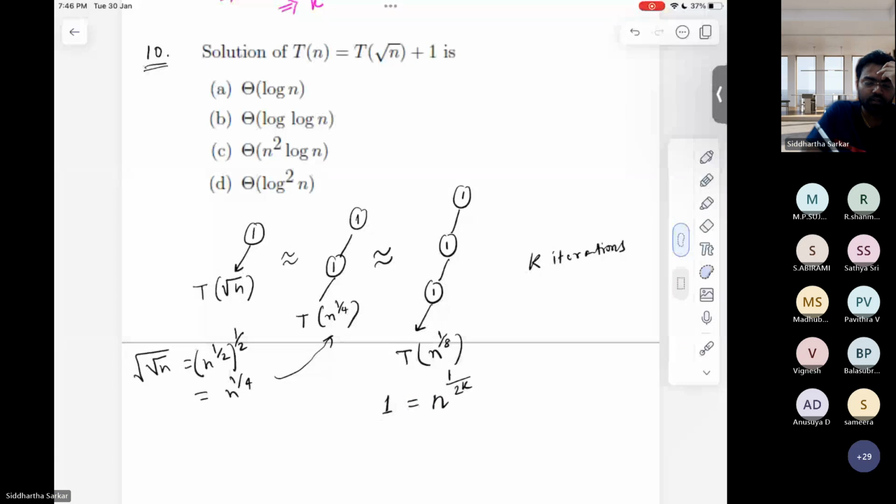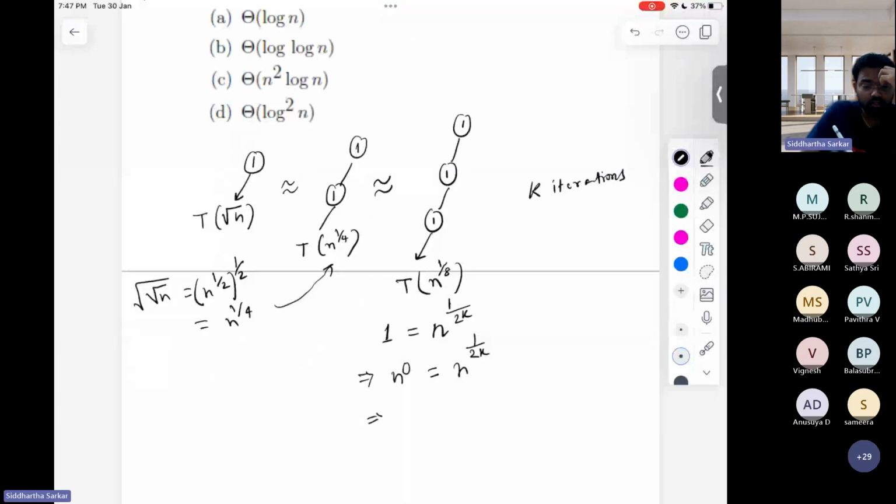Yeah. So now what shall we do? So what is the solution to this equation? 1 is what? 1 is n to the power 0, isn't it? Is that right? So what does that mean? 1 by 2k is 0. So k has to be really large. That is problematic. If 1 by 2k has to be 0, then k has to be extremely large. But we don't want that. So we are stuck, isn't it?